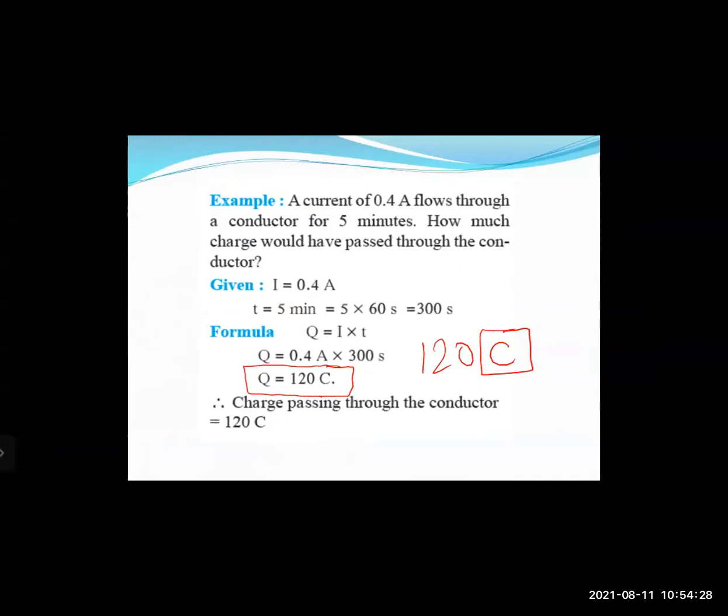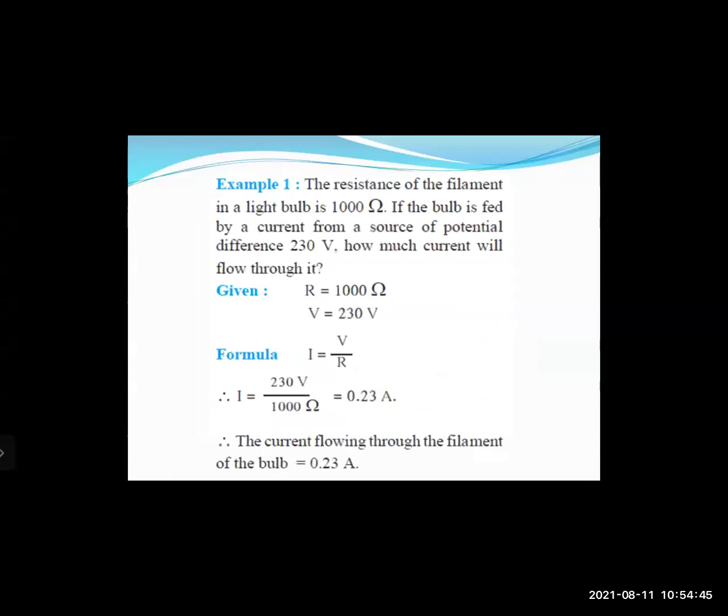Okay, so whenever you are writing the numerical, you must write the unit. Because a unitless quantity will make no sense. If I say just 120, it makes no sense. So you have to write 120 coulombs. Only then will it make sense that, okay, the charge passing is 120 coulombs. Fine. Let us move further to the next numerical.